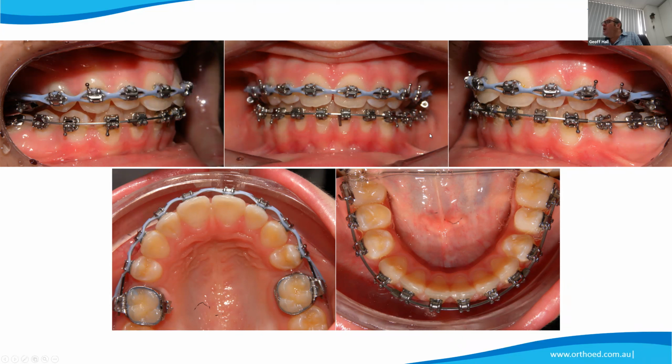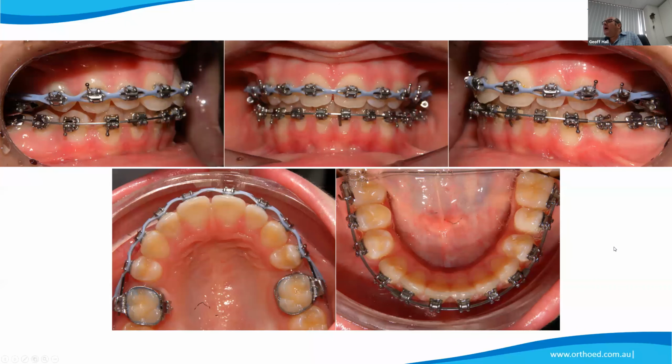What I would normally do is start off with the power chain on 19x25 stainless steel, and see how I go. If the bite starts to deepen, I would take that out and put in the upper 19x25 stainless with an accentuated curve of Spee. Unless that bite was really deep to start off with, and then I would obviously be opening up the bite first before I start doing the retraction. We're going to go through that in the next module, because one of the principles in orthodontics is you've got to open the bite before you fix the overjet. That's a very important principle.